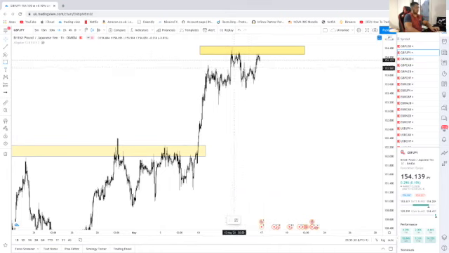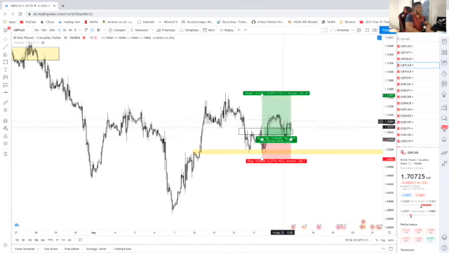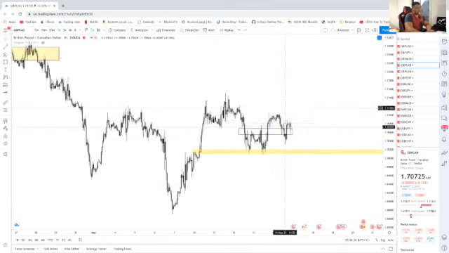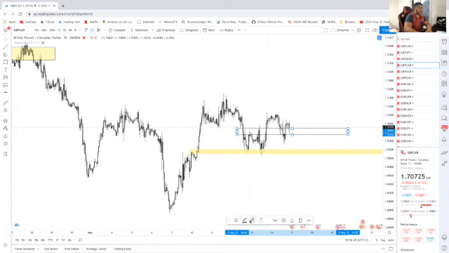Same thing here, GBPCAD. We actually had this buy, which we closed here. So I'm not going to do anything. The market keeps bouncing here. I might, not saying I will, I might look for buys.